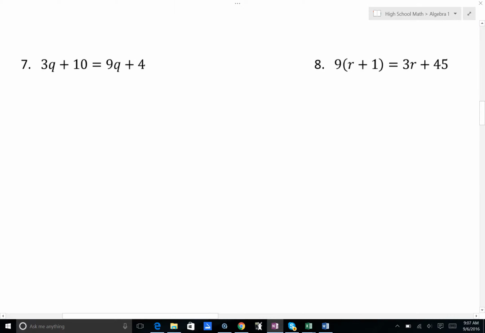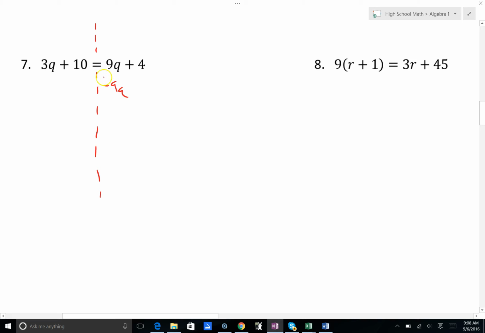Number 7. 3q plus 10 is equal to 9q plus 4. This time we see we have variables on both sides of our equal sign. It is inappropriate to combine these. We should not say 3q plus 9q is 12q because one is in my left expression, one is in my right expression. When there are variables on both sides, I will try to eliminate one of my variables. In this case, I'm going to eliminate this q on the right-hand side by subtracting 9q.